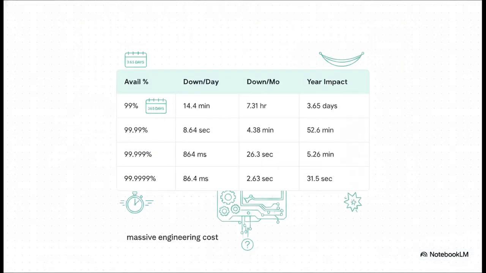This grid lays it out perfectly. It shows the real-world impact of adding those extra 9s. If you guarantee 99% availability, well, you're tolerating about 3.65 days of downtime a year. That's basically a long weekend. But check out that bottom row.